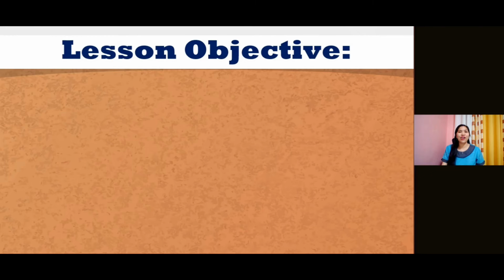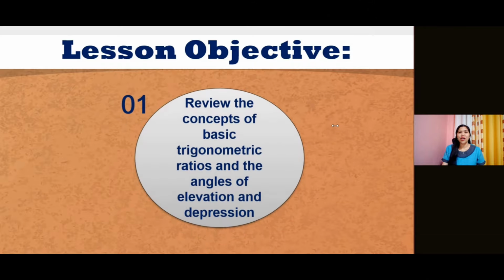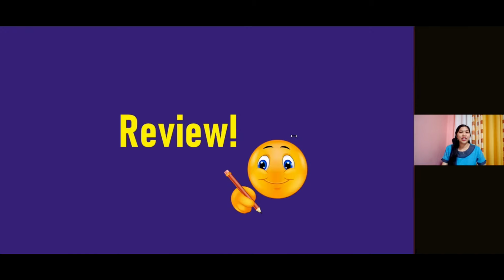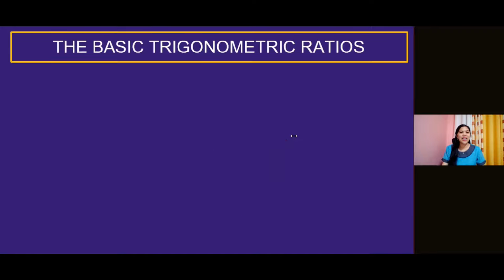Let's have first our lesson objective. We have here: review the concepts of basic trigonometric ratios and the angles of elevation and depression. Take note, it is very important that you familiarize these concepts because in solving problems involving right triangles, you will be utilizing them. Let's begin with the basic trigonometric ratios.